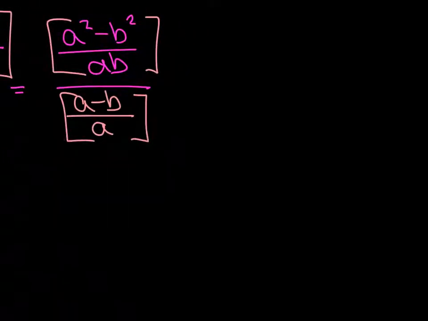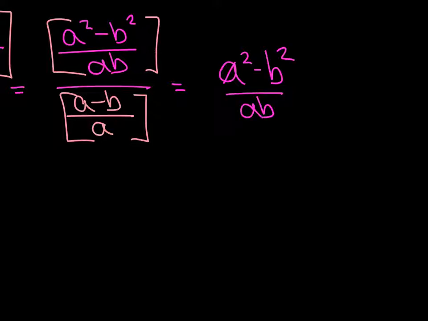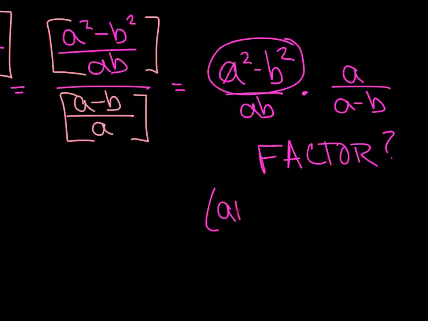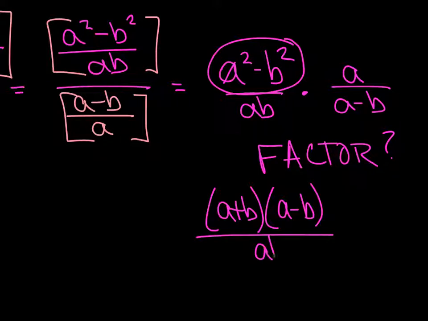Now one of my favorite parts, we're going to do a little keep change flip. So we got a squared minus b squared over ab multiplied by a over a minus b. Is everything factored? Million dollar question. Here's a difference of two perfect squares, so let's go a plus b, a minus b. I think everything else is already factored as much as possible, so we'll just rewrite the rest of the problem.